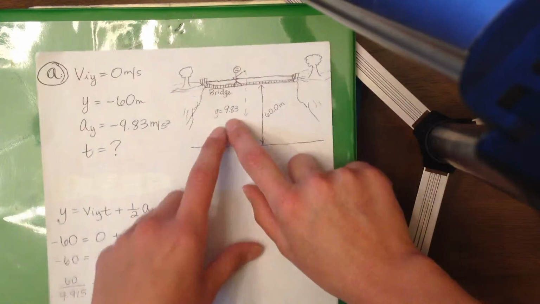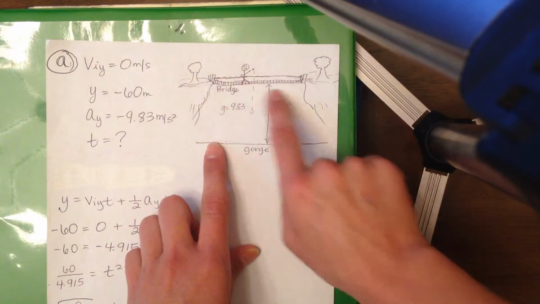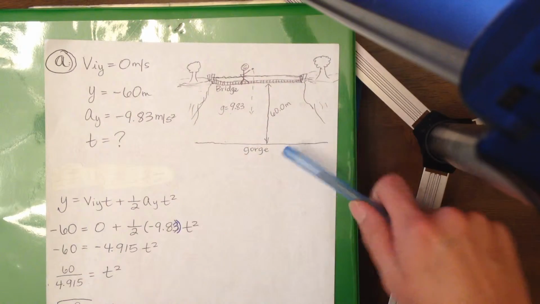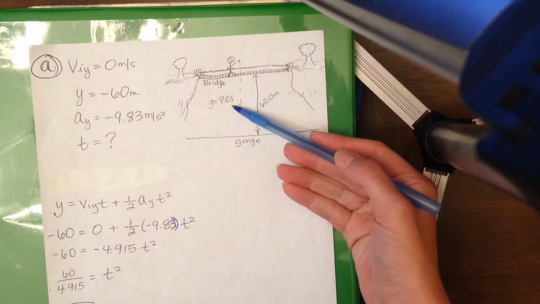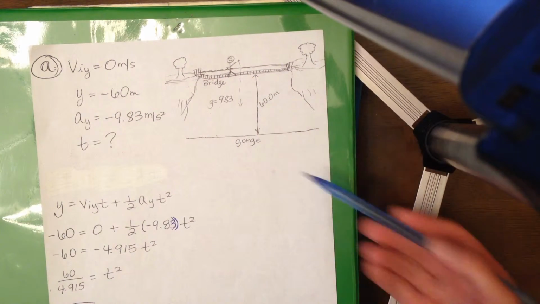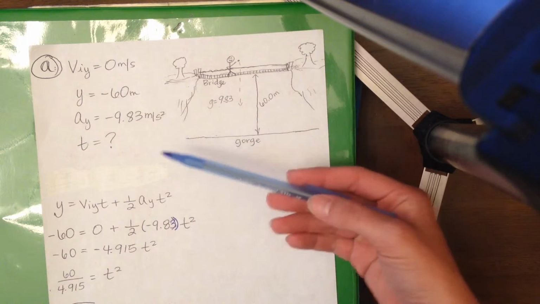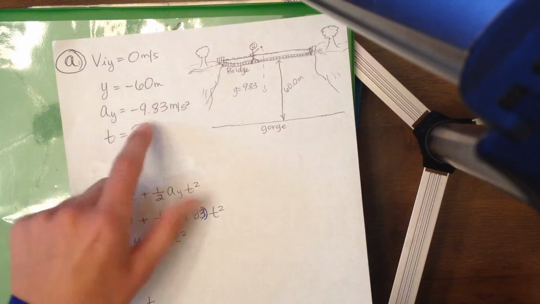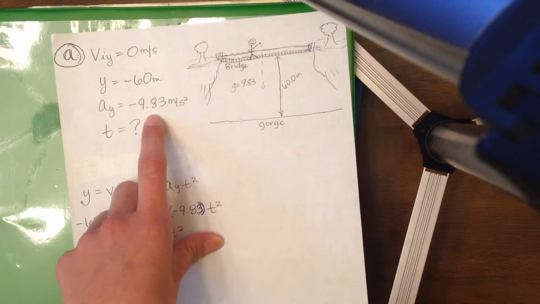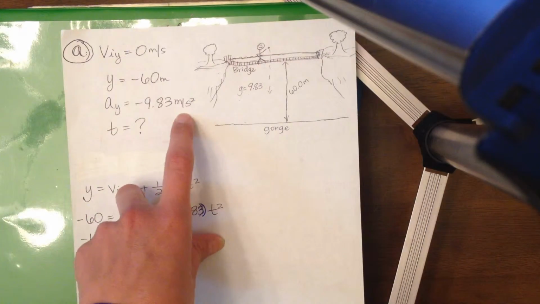So first, I drew what's happening. This is my bridge. My gorge is 60 meters down below the bridge. g has been measured to be 9.83 meters per second squared. So we can say that the acceleration in the y direction is negative, because we're going down, negative 9.83 meters per second squared.